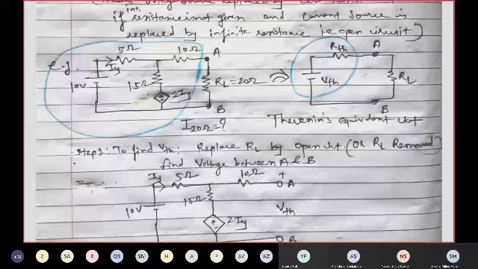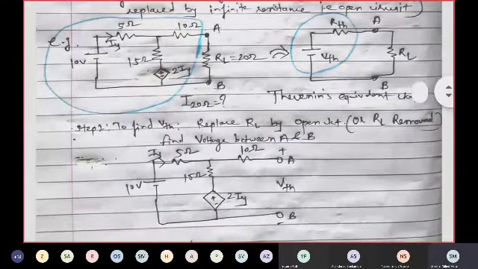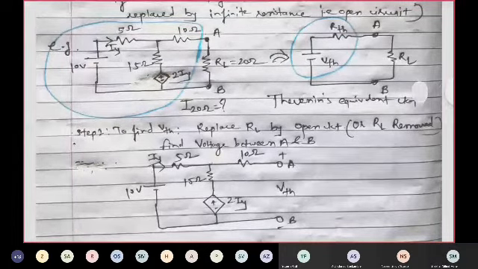So you have to replace this circuit by two components, that is VTH and RTH. VTH is the voltage across the two terminals, that is the voltage between A and B with the load removed. And RTH is the resistance between the two terminals A and B. Now see here, whenever there are dependent sources, the steps are changed.